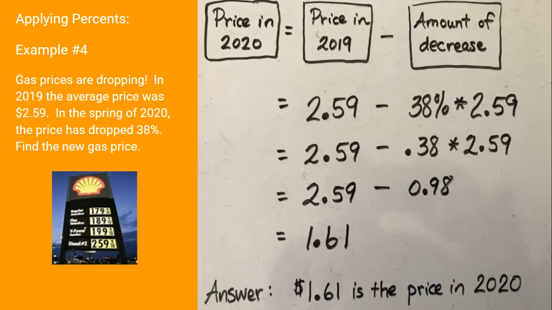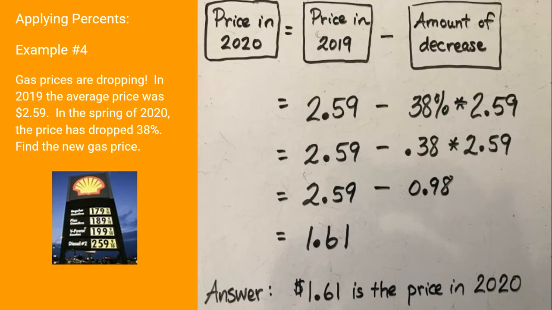All right, the last problem for today. This is a real life scenario that we're dealing with right now in our country. Your parents will appreciate this problem or can relate to this problem. In 2019, the average price of gas per gallon was $2.59. Well, in the spring of 2020, the price of gas has dropped 38%. So our goal is to find the new price.